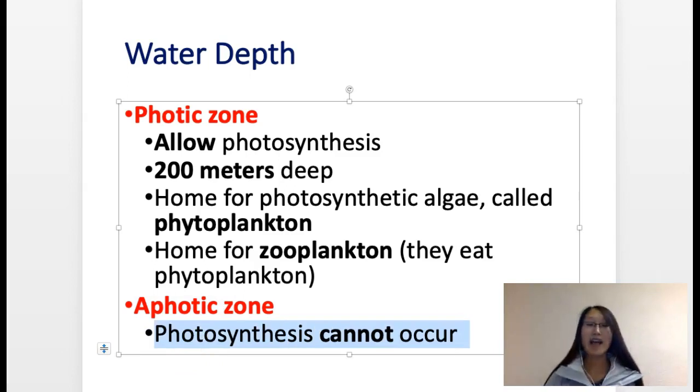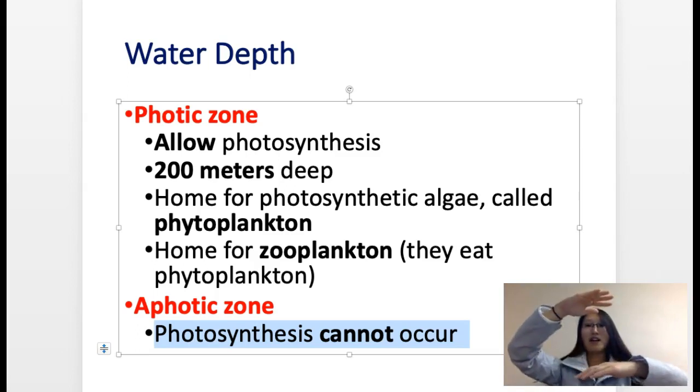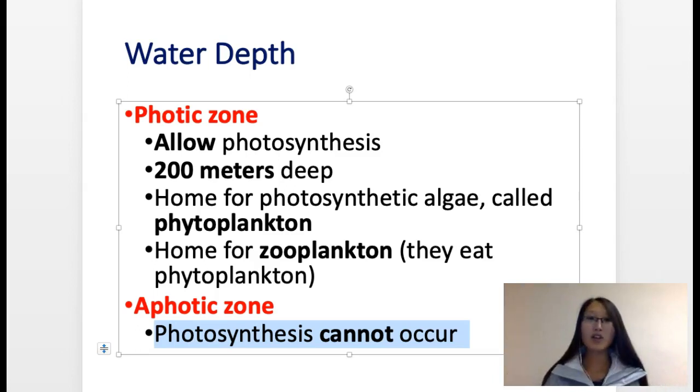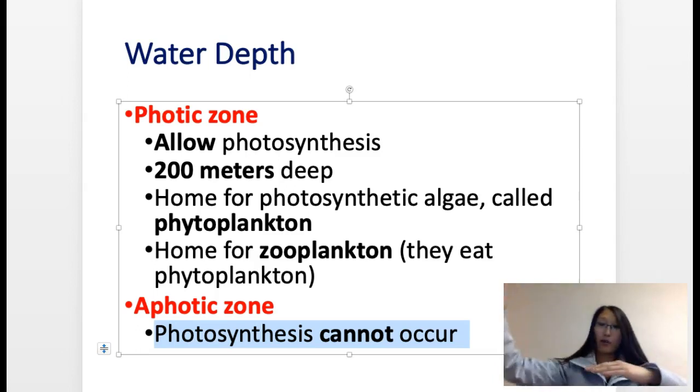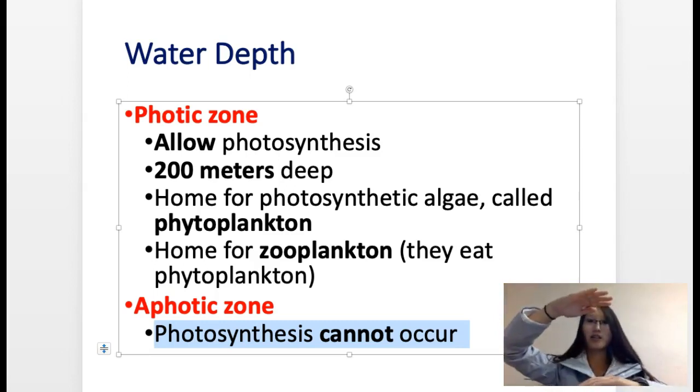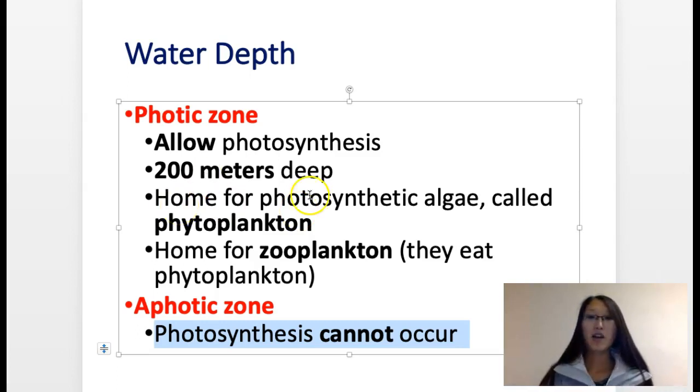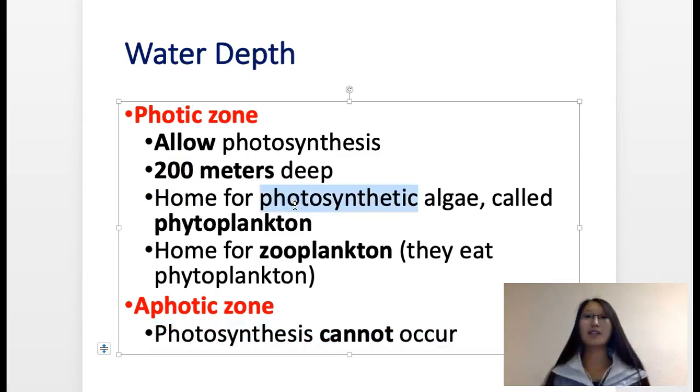And why is that? The aphotic zone is much deeper than the photic zone. So the photic zone is up here and the aphotic zone is at the deeper end of the water. In the photic zone, photosynthesis can still happen because sunlight can come in to a certain depth. After that, the water is so deep that there is no more sunlight. You have to be able to understand this, don't just memorize it. The photic zone allows photosynthesis because there is sunlight.